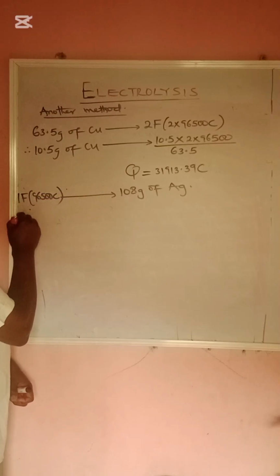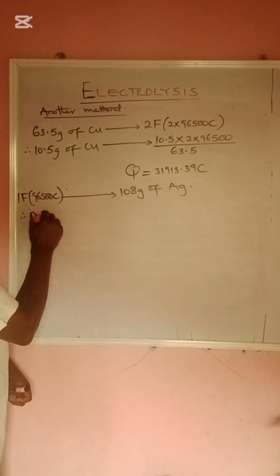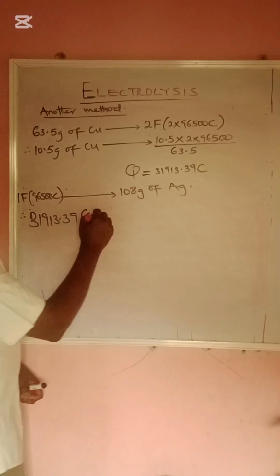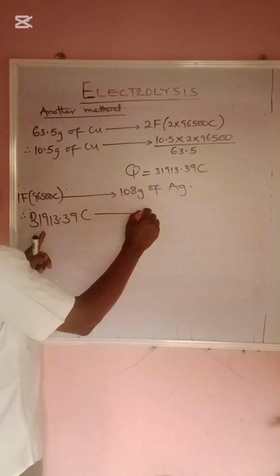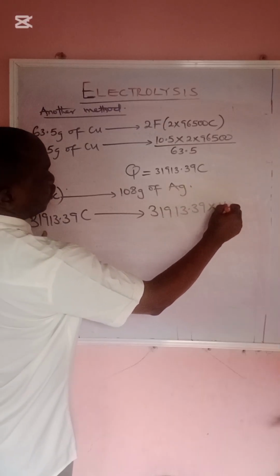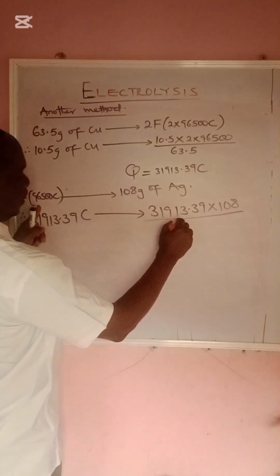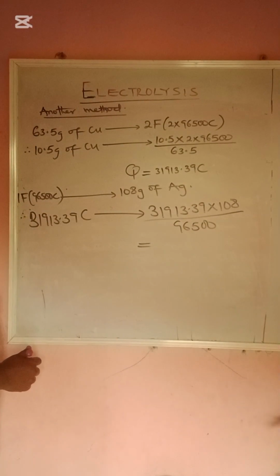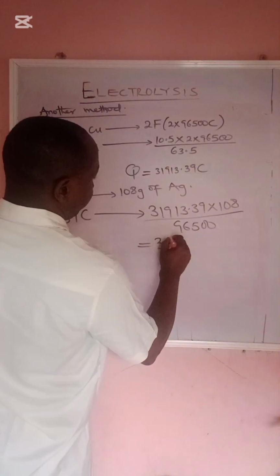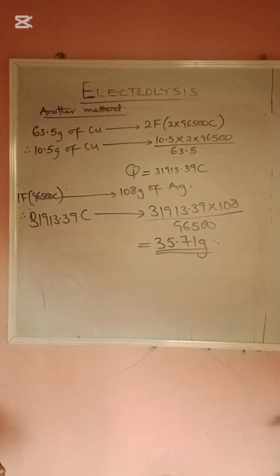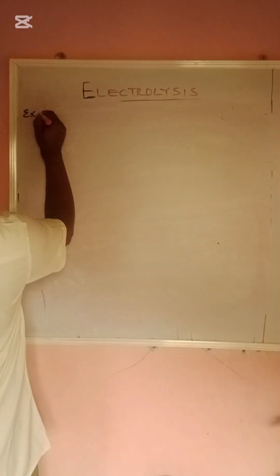We give you this. So therefore, with 31913.39 coulomb, what would be the mass? It will be 31913.39 times 108, then divided by 96500. Whatever you get, that's the answer. You are still going to get 35.71 gram, the same answer as the first method. You can use this method as well. That's the example.